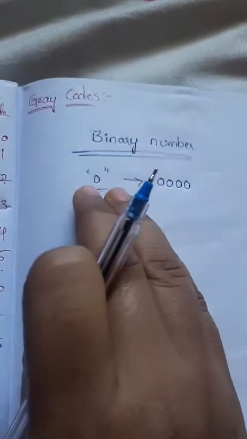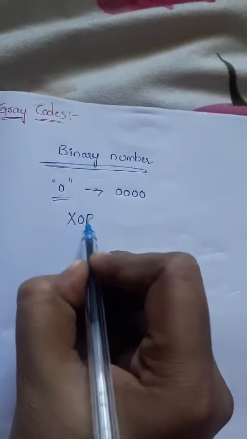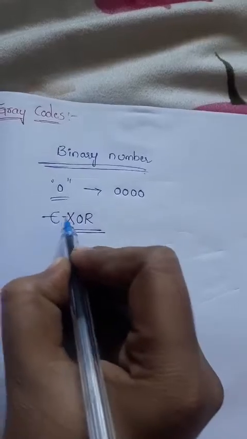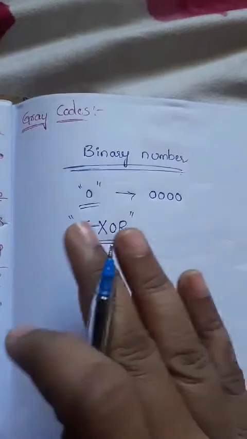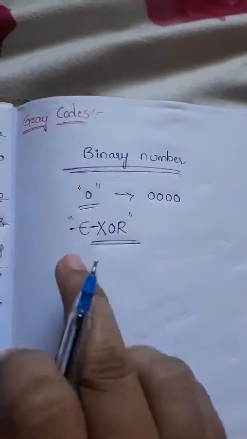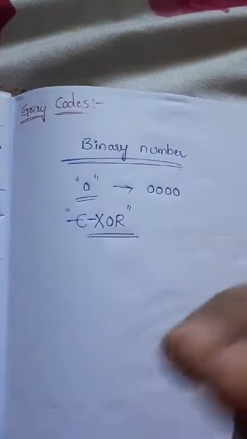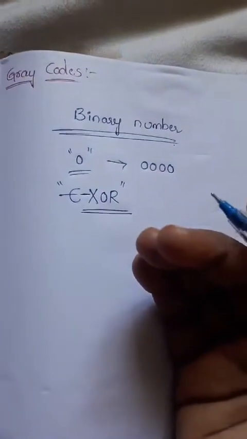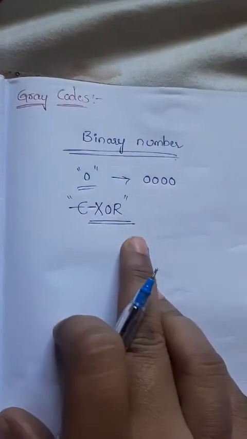If you want the Gray code for this 0, you need some operation to convert this binary number into Gray code. What is that operation? It is the XOR operation. Remember the point: to get a Gray code for any binary number, the operation required is XOR. So before going to Gray code, first we need to see what the XOR operation is.